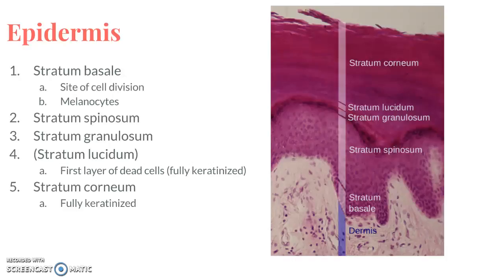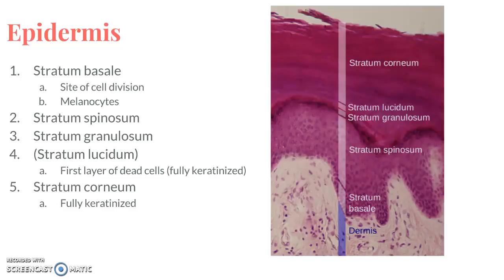Now, the stratum lucidum, that I have in parentheses because that is that layer that is only found in the palms of our hands and the soles of our feet. So that is the only layer that we see in those areas of thick skin. And this is also the start of our dead cells.